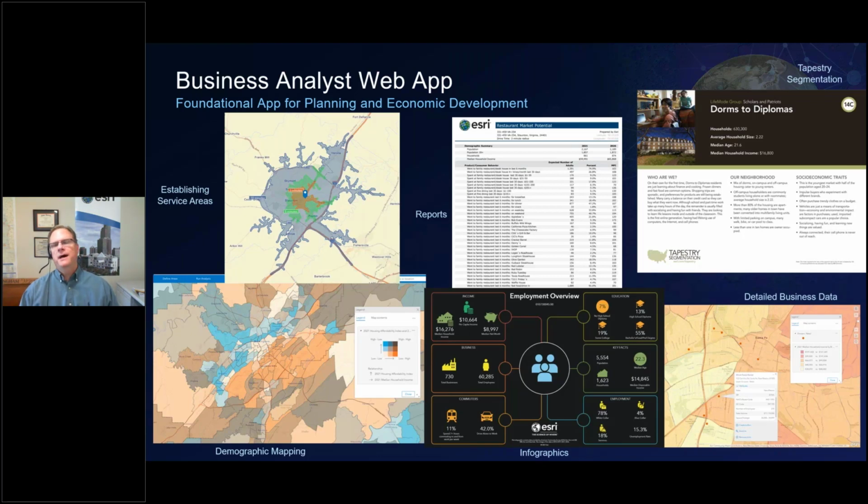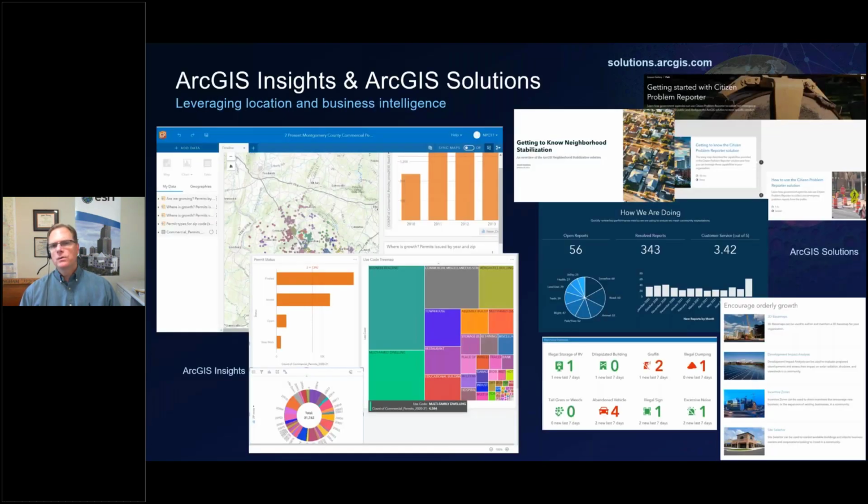It's just an immensely powerful tool to get a deeper understanding of the neighborhoods within your community. And again, as I mentioned, neighborhoods within other communities, especially useful for competitive economic development situations. That's probably the most diplomatic way I can put that. So in addition to that, I wanted to focus on ArcGIS Insights and ArcGIS Solutions.